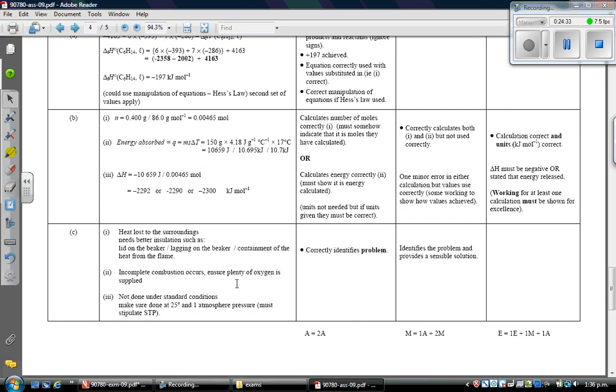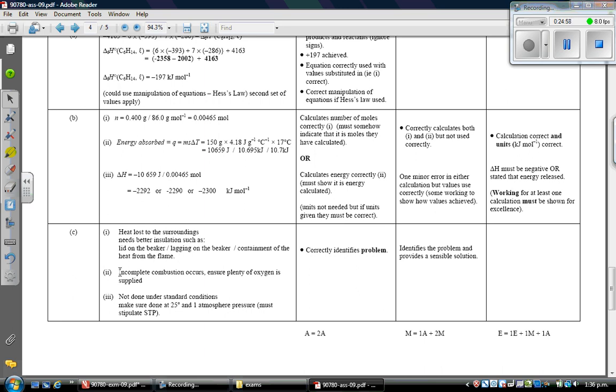So here we go. Heat loss to the surroundings, right? So it's heat being lost to the surroundings, so it needs better insulation, such as a lid on the beaker, lagging on the beaker, which would be like an insulation jacket, containment of the heat from the flame. So you can put up shields around your setup, and we noticed this when we were doing it in the classroom. Even just general airflow in the classroom was causing the flame to move all over the place.